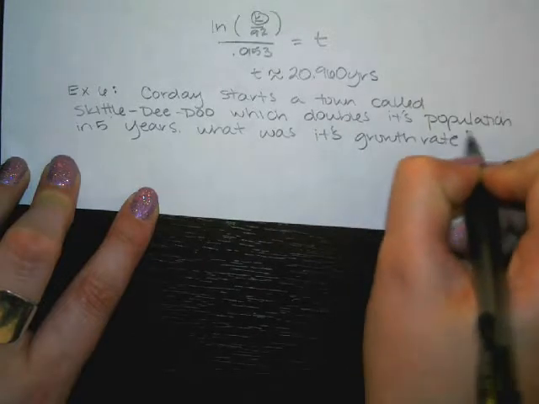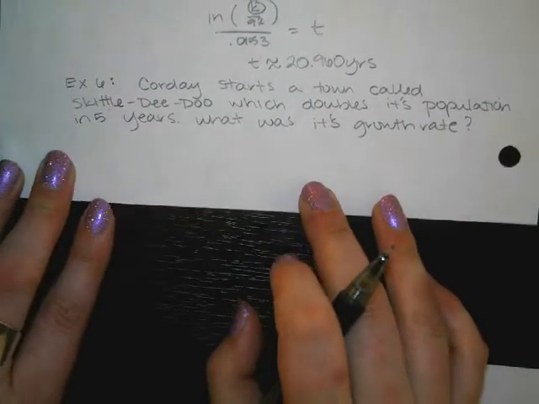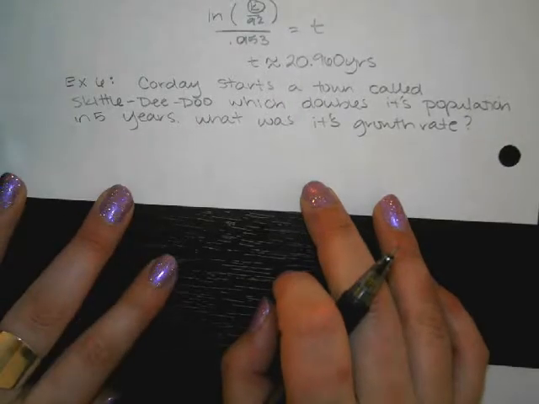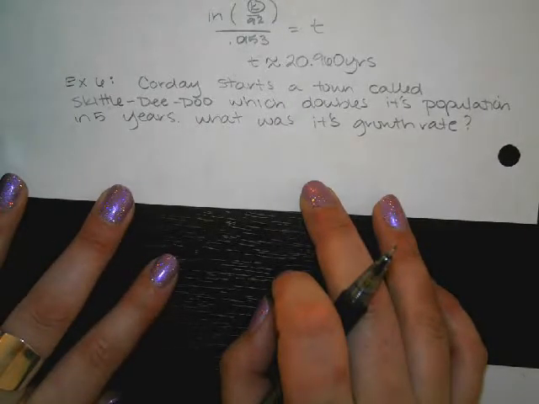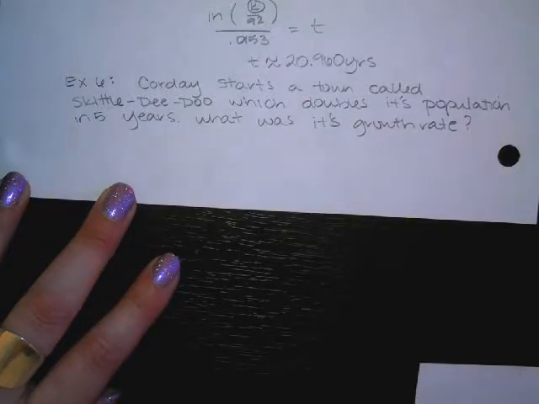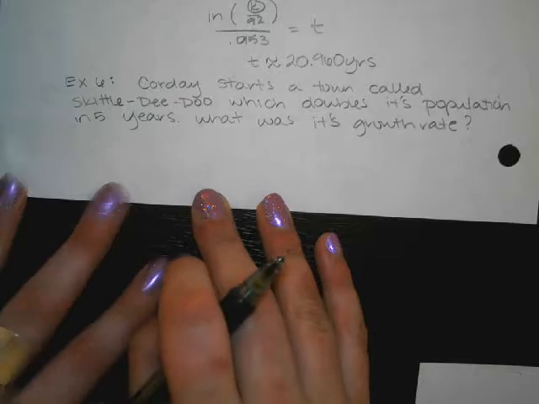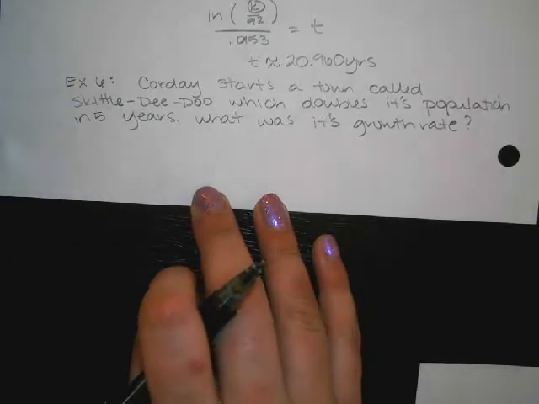All right, Corday starts a town called Skittle-dee-Doo, which doubles its population in 5 years. What? My computer fell asleep. It's fine. Okay. What was its growth rate?